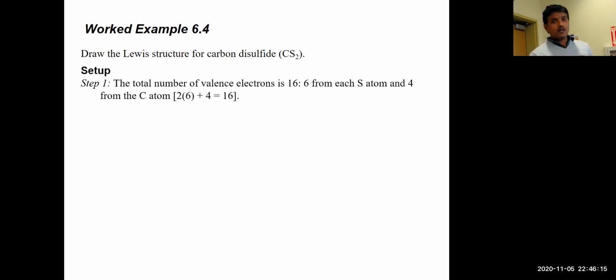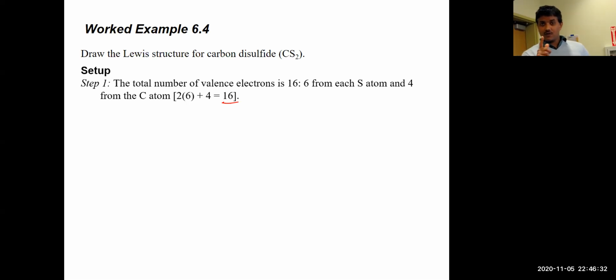So in step 1, your goal is to identify how many total valence electrons there are. In CS2, carbon has 4 valence electrons, sulfur has 6 valence electrons. There are 2 sulfurs, so a total of 16 valence electrons.